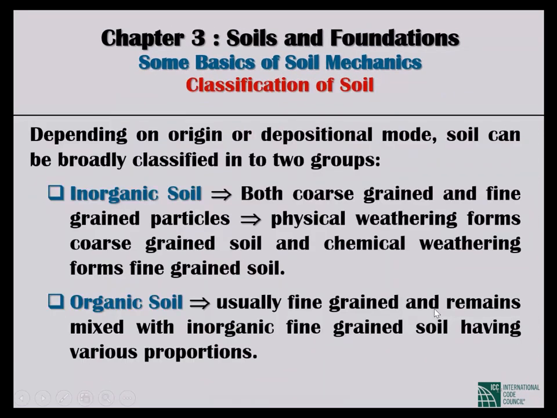Okay. Let's go for the classification of the soil, because in this chapter classification is mentioned over there. Depending on origin or depositional mode, soil can be broadly classified into two groups. One is inorganic soil, which could be both coarse grain and fine grain, and physical and chemical weathering are responsible for that. Weathering happens because of disintegration of rock. And organic soil, usually fine grain, remains mixed with inorganic fine grain soil.